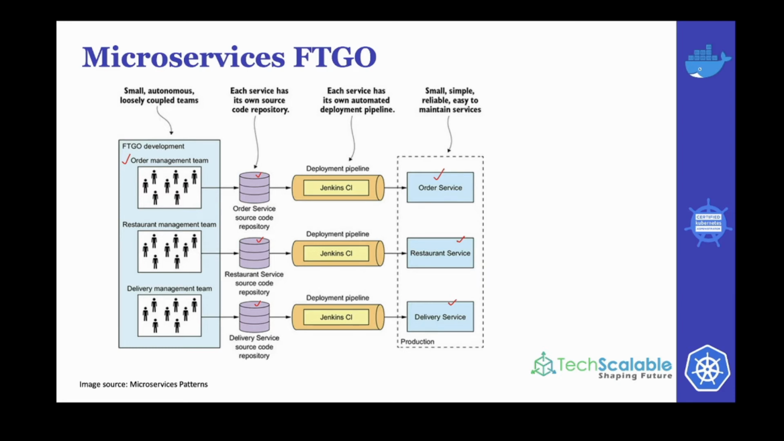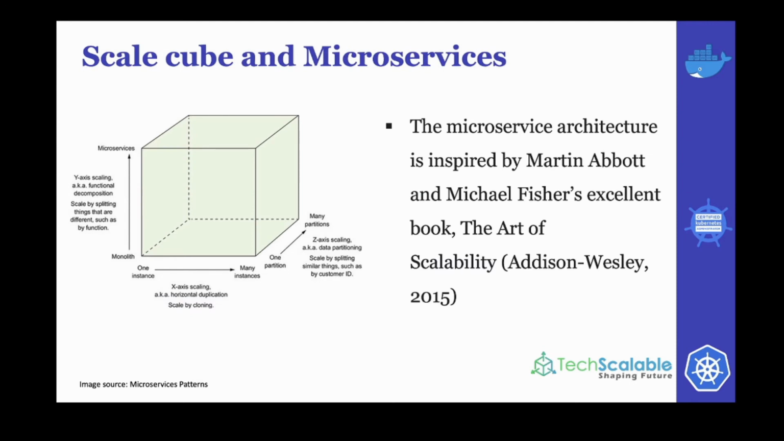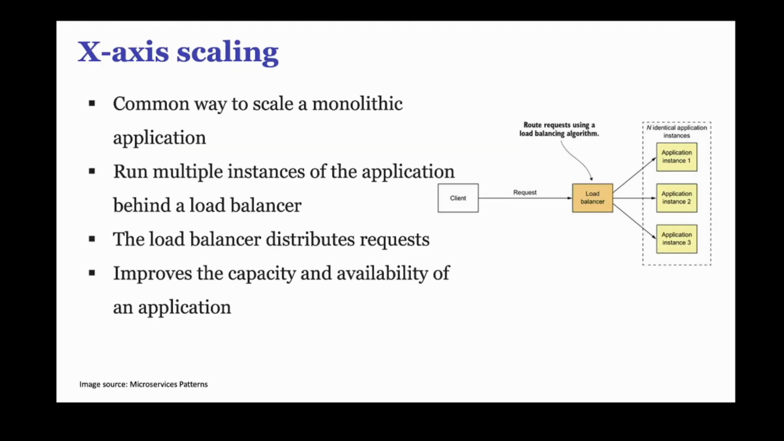When we think of scaling a microservice, the scale cube and the microservice fundamentals come behind that. There is a very beautiful book, The Art of Scalability, written by Martin and Michael, which provides the basis of scaling microservices. They depicted that there are three axes along which your application would scale: x-axis, y-axis, and z-axis. The x-axis is horizontal duplication, where you have n number of replicas of the same type of service. Just imagine the order management service would have multiple instances 1, 2, and 3.